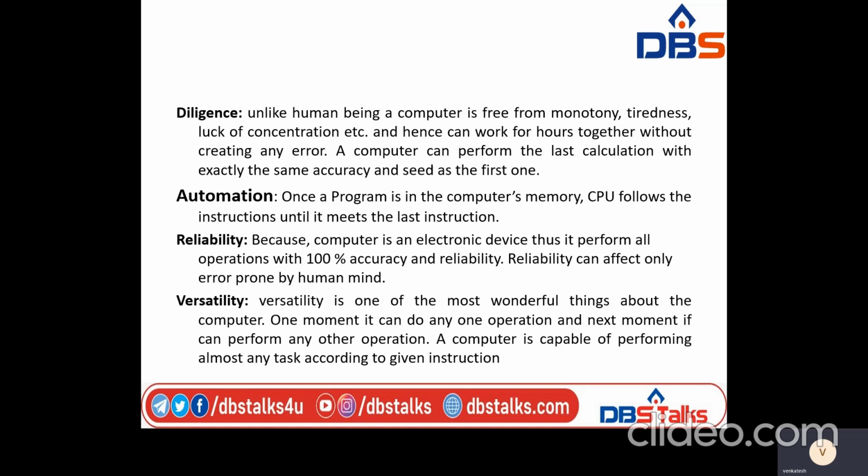If you take a human being, if you work up to 5 or 6 hours, your mind may have some lack of concentration. In a computer it is not like that. Hence it can work for hours together without creating any error. A computer may work 24/7 without creating any error. A computer can perform the last calculation with exactly the same accuracy and speed as the first one. Next one is automation. Once a program is in the computer's memory, the CPU follows the instructions until it meets the halt instruction. See here, we have some 20 instructions.